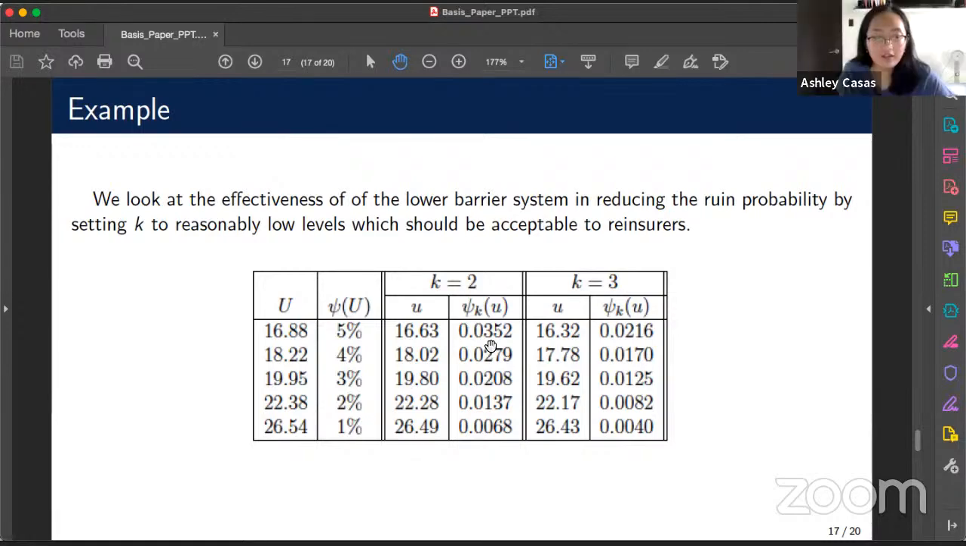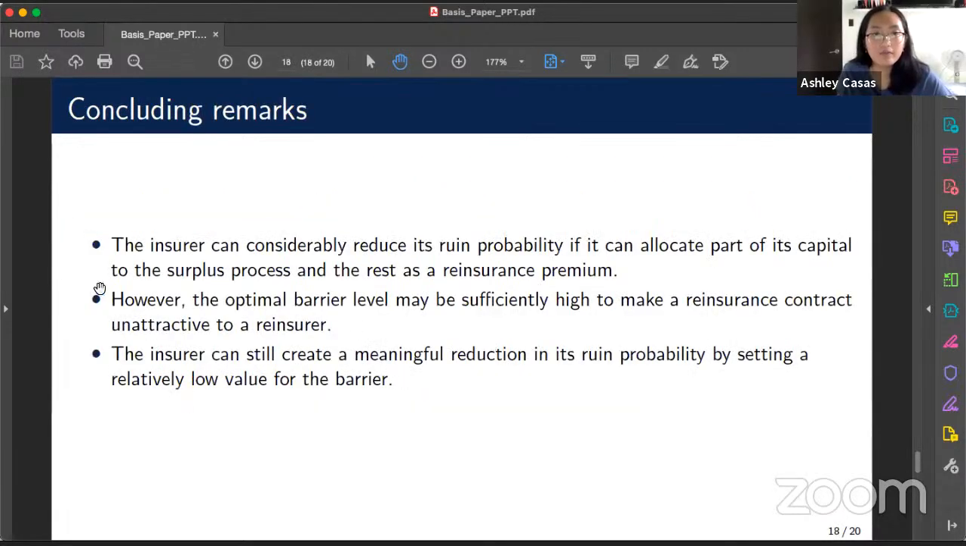Okay, sorry. So to conclude, the insurer can considerably reduce its ruin probability if it can allocate part of its capital to the surplus process and the rest as a reinsurance premium. However, the optimal barrier level may be sufficiently high to make a reinsurance contract unattractive to a reinsurer. Though the insurer can still create a meaningful reduction in its ruin probability by setting a relatively low value for the barrier.